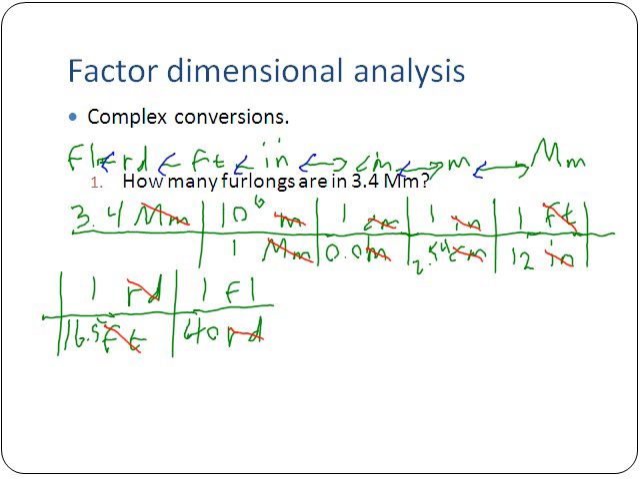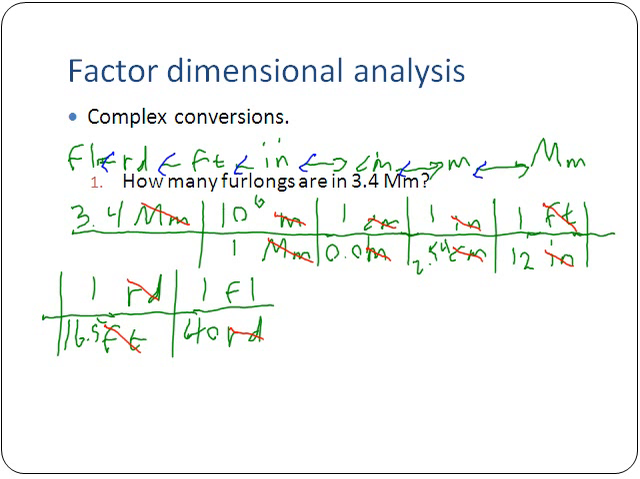So then break out your calculator. Be ready to go for that one. And so what we're going to have here, we have 3.4 on top times 10 to the 6th power times 1 times 1 times 1 times 1 times 1. So then divided by the bottom, so divided by 1, divided by 0.01, divided by 2.54, divided by 12, divided by 16.5, divided by 40. And so you do that, and you should end up with the right answer.